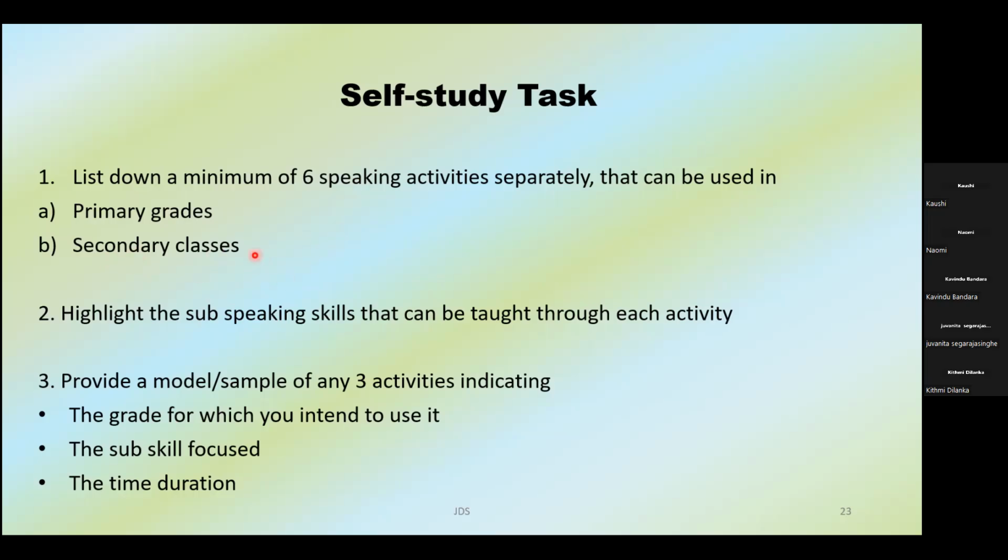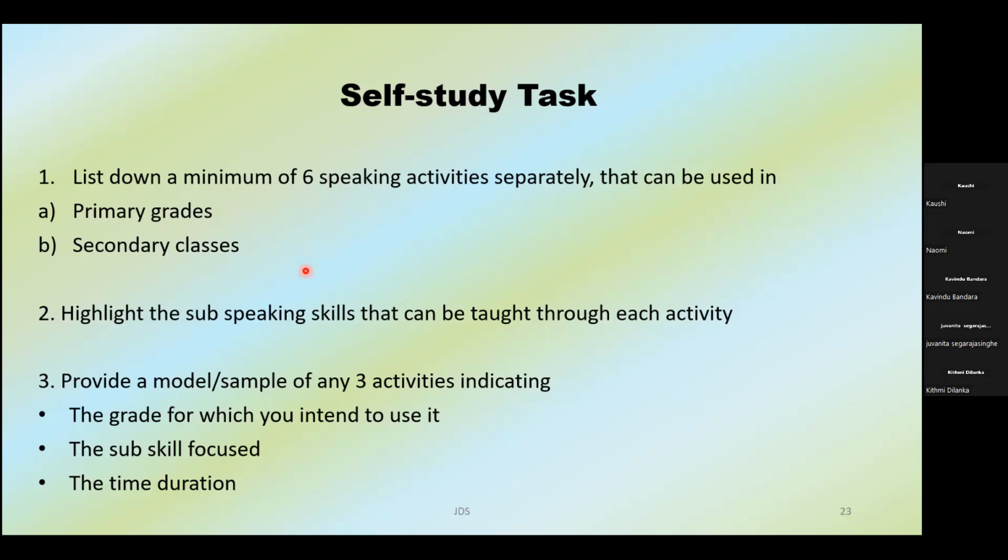Secondary ones, tell me. So you have got 6. You should have got 6. For secondary, you have plenty. Tell me, any 6 activities? Storytelling. Here also you can, right? You can make them memorize the story, not lengthy ones. A fable, using fables.